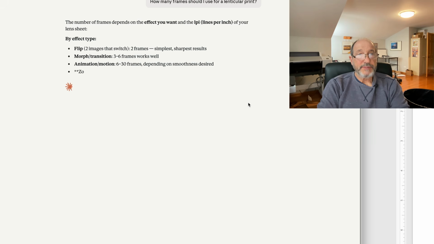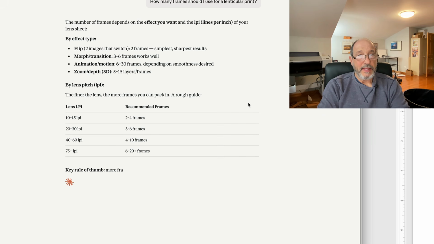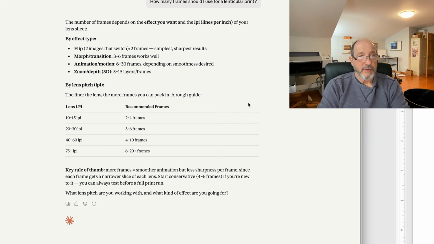The number of frames depends on the effect you want and the LPI of your lens sheet. Flips should have 2 images for simple, sharp results. I agree with that. Morph and transition, 3 to 6 frames work well. Not in my experience. I think you probably need more frames for good morph. Animation, 6 to 30 frames, depending on the smoothness desired.